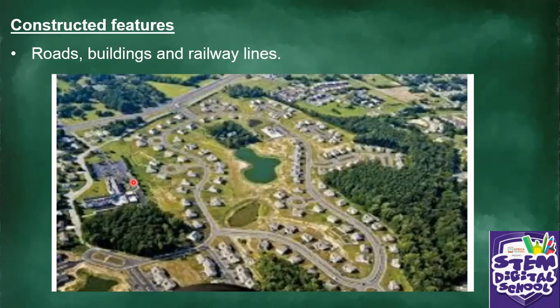Remember the natural features that we saw: the trees, this lake, or a small river. And the constructed features: these houses and the road. You can see the highway also here. So all of these are aerial photographs showing us different information.